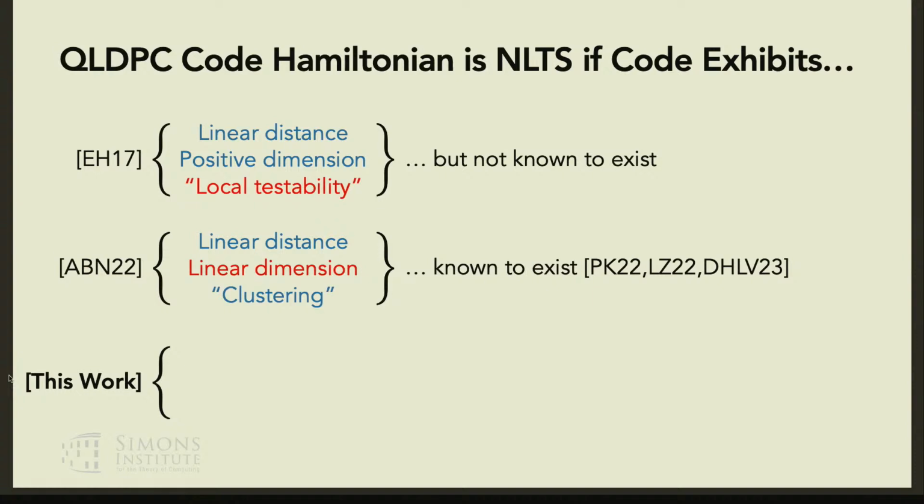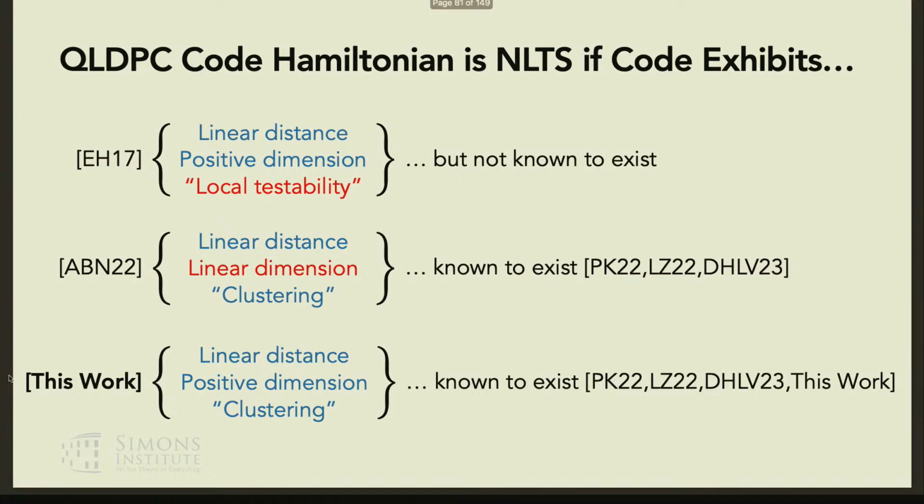So what I'll now describe is how we can get the best of both worlds here. We can get NLTS Hamiltonians from codes of linear distance, any positive dimension, and just this weaker testability property called clustering. And I've added in this work here because at the end I'll describe how we can actually get codes that seem not to have linear dimension, but are still LDPC and have linear distance.